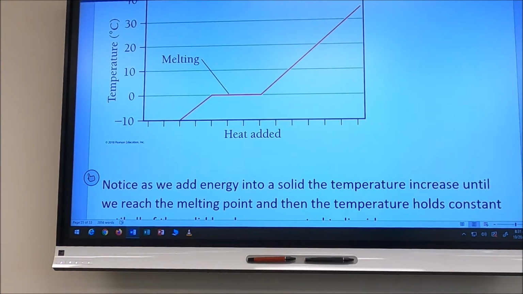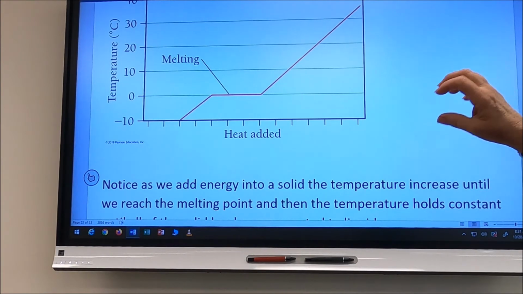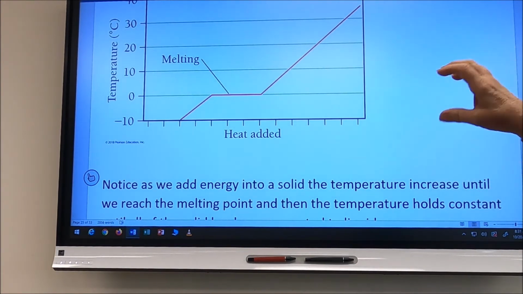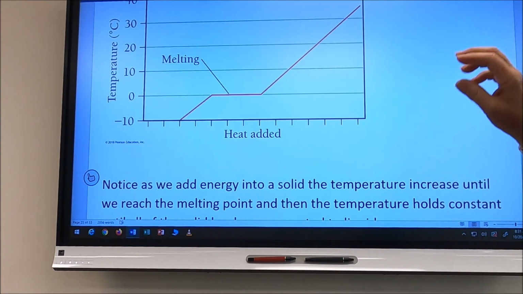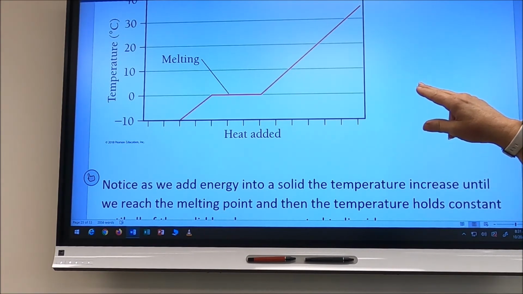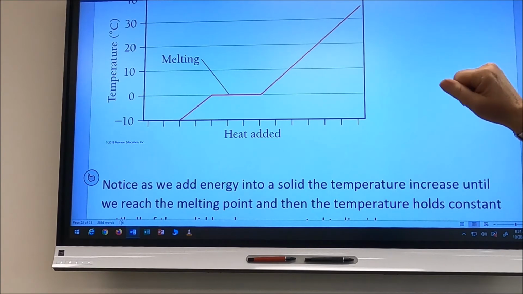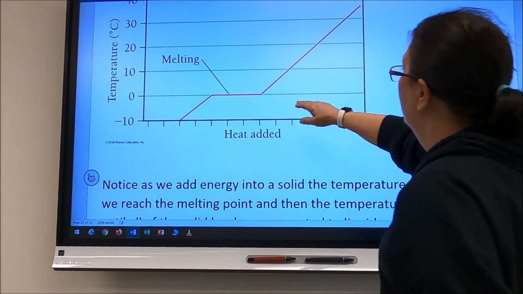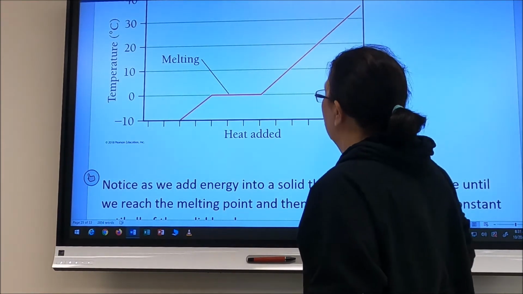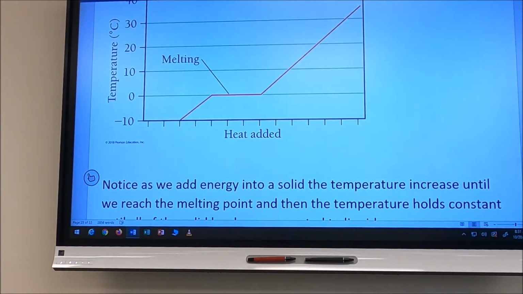This is why we put ice cubes in a drink. As long as you have ice cubes in there, the energy that's being absorbed from outside the glass goes into melting the ice, and not warming up your drink. Once all the ice is melted, you have a diluted drink and a drink that's warming up. Once it's all melted, the energy goes back into changing the temperature of the system.